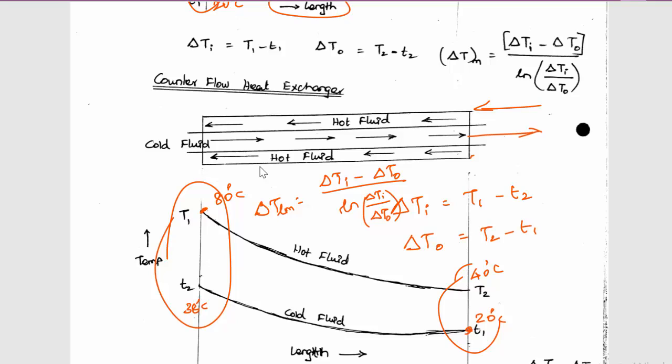That's all. Okay. So like this you can write the del T LM formula without using the heat and mass transfer data book.